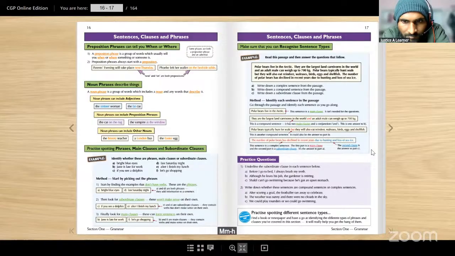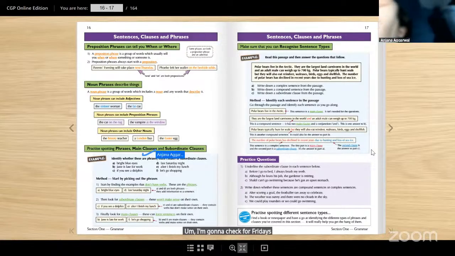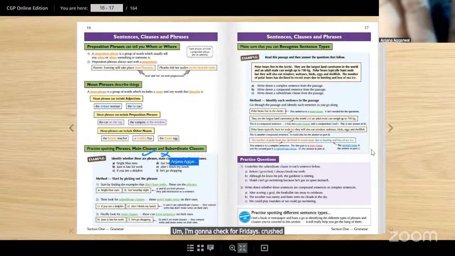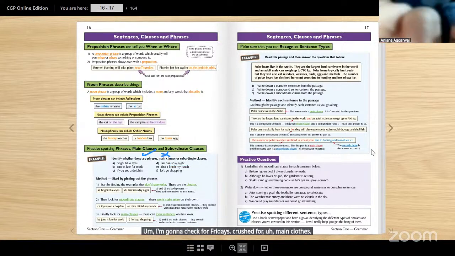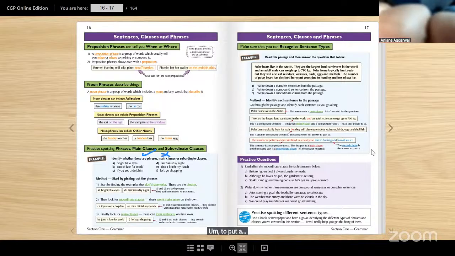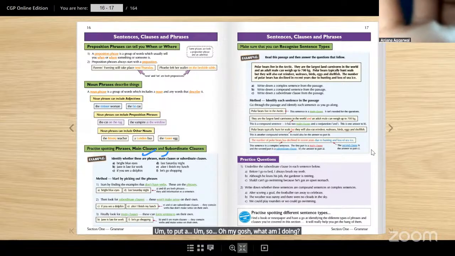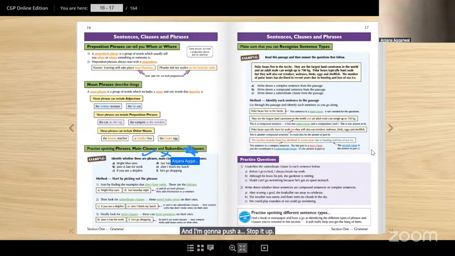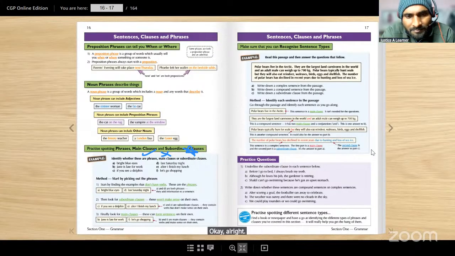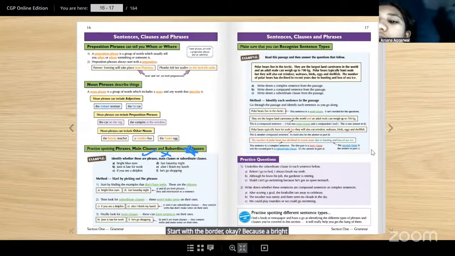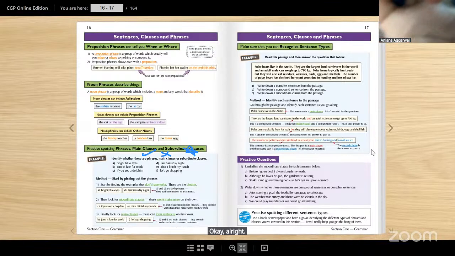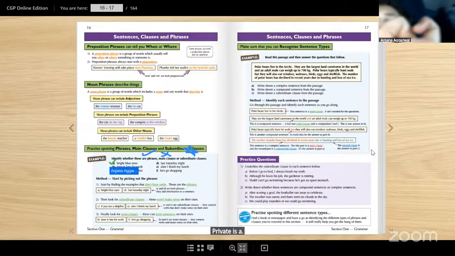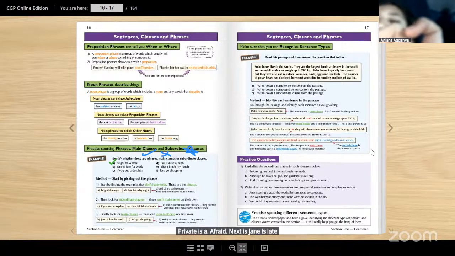I'm gonna tick for phrases, cross for main clause, and put a star for subordinate clause, okay? All right. Bright blue eyes is a phrase.